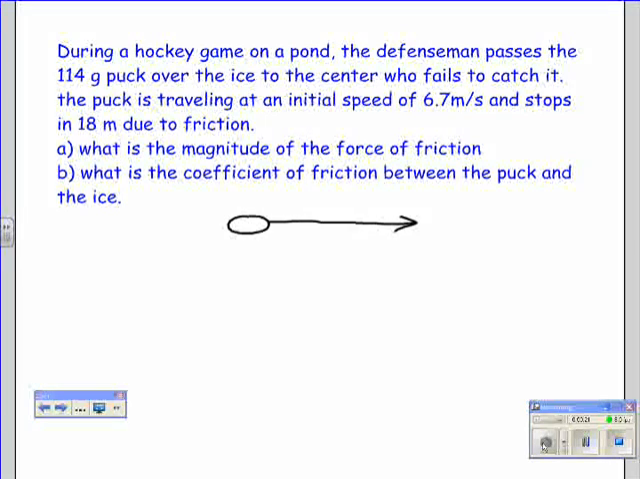All right. In this case, the force of friction is the coefficient times the normal, right? How else could we define force of friction, though? The puck is slowing down, right? So it is accelerating in the negative direction, decelerating. So we could also say that the force of friction is equal to the mass times acceleration. Because friction is a force causing the acceleration, we can also define it this way.